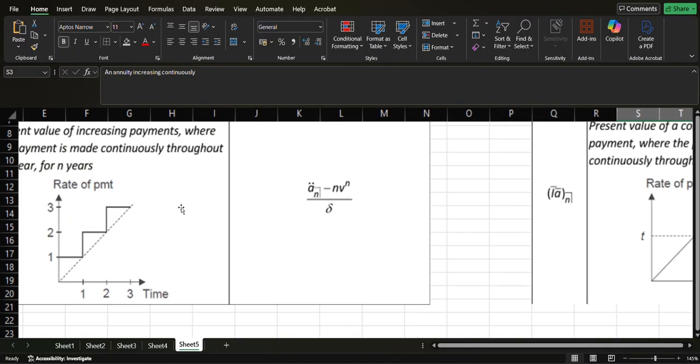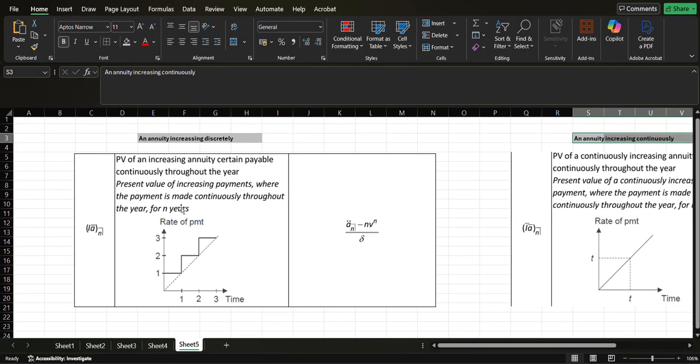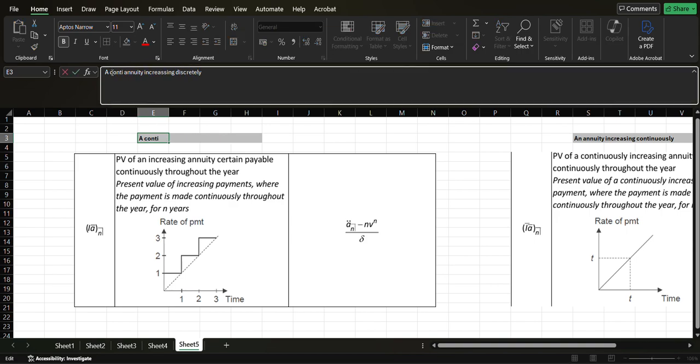Okay, so now I want to quickly explain the differences between these two annuities. The first one is an annuity increasing continuously. We are just going to ignore the fact that I misspelled increasing, even though I am a university student and should probably know how to spell this properly by now. So we have an increasing annuity, but it's increasing discretely. What I should have said is a continuously increasing annuity, increasing discretely.